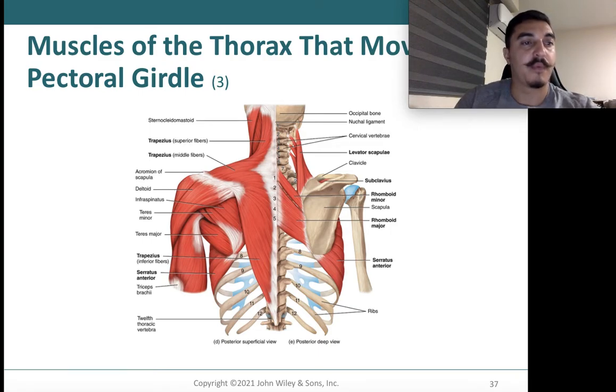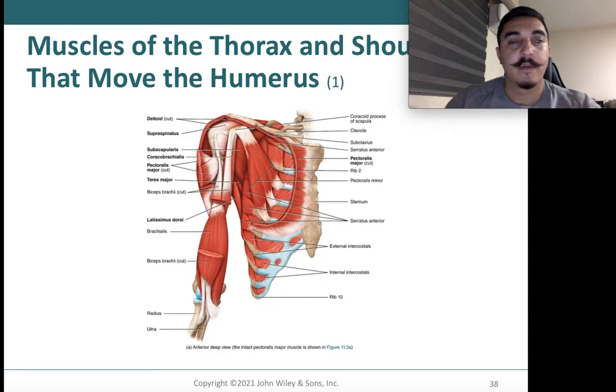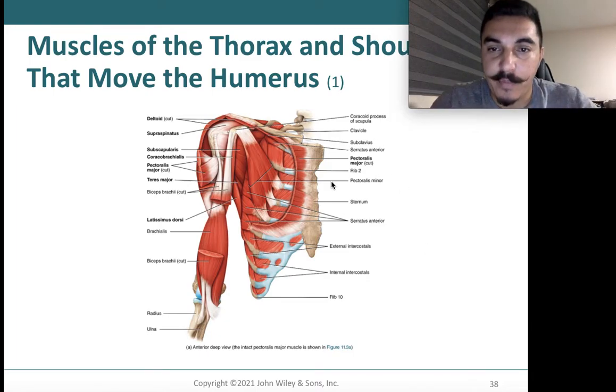Rotated, upward, downward, wherever we need to move that chest. Muscles that help move the humerus. We have here our pectoralis major. Once you cut through that, we're going to see our pectoralis minor in there, but mainly our pectoralis major.